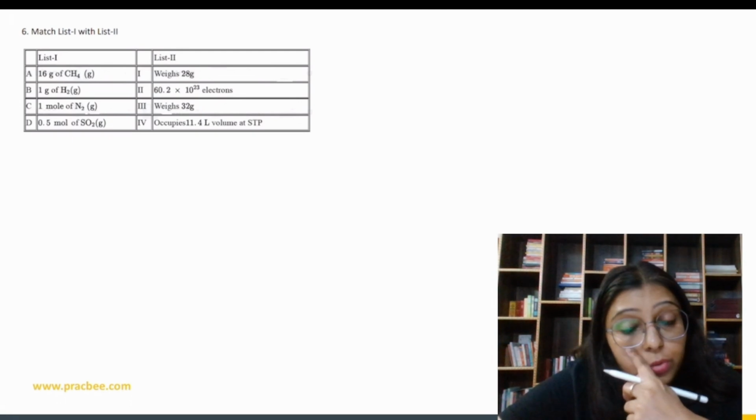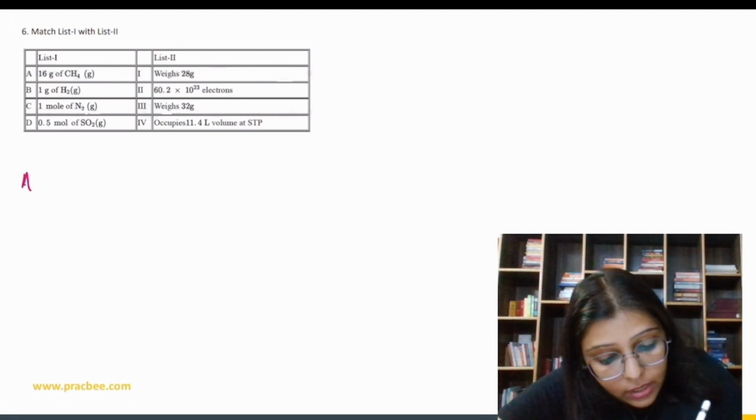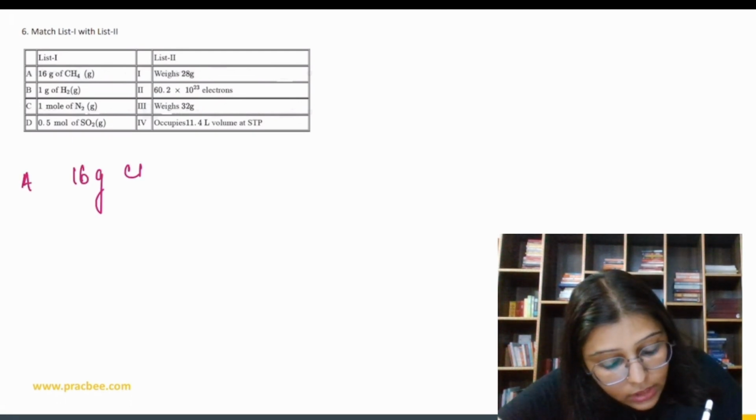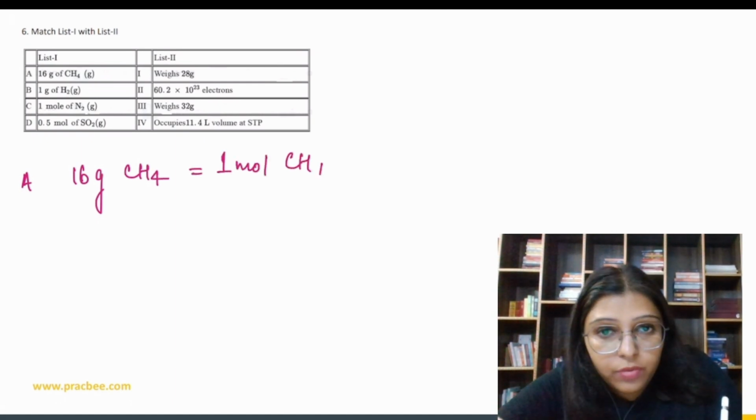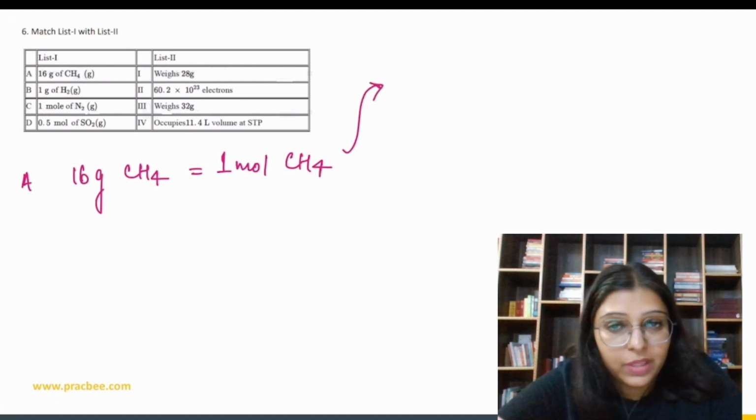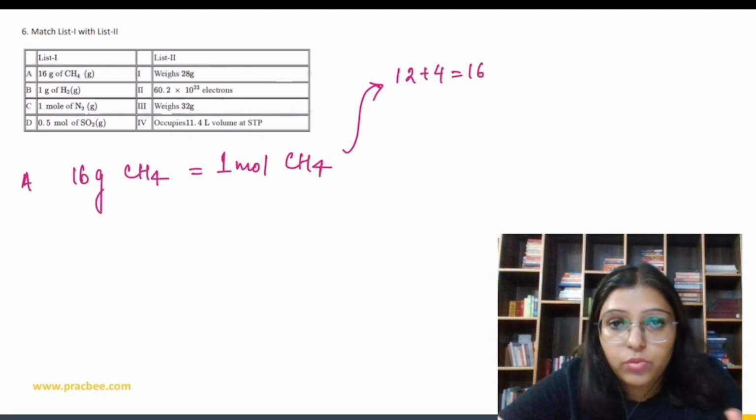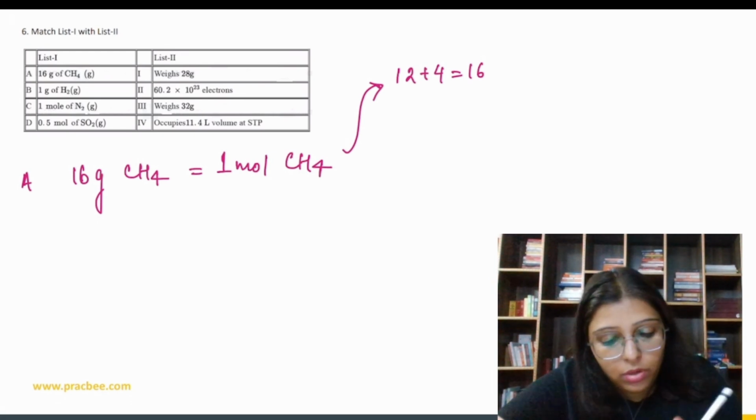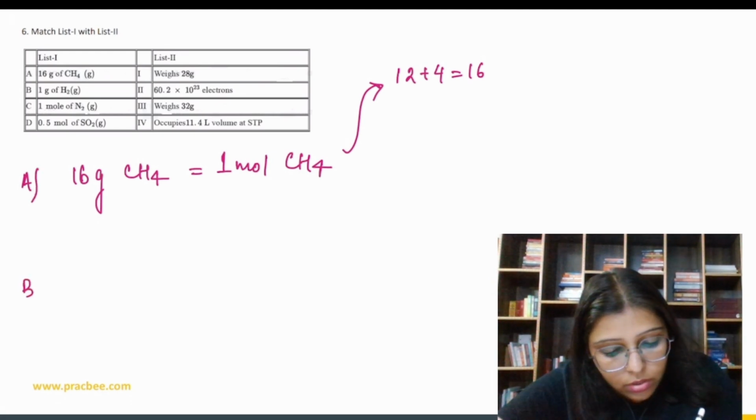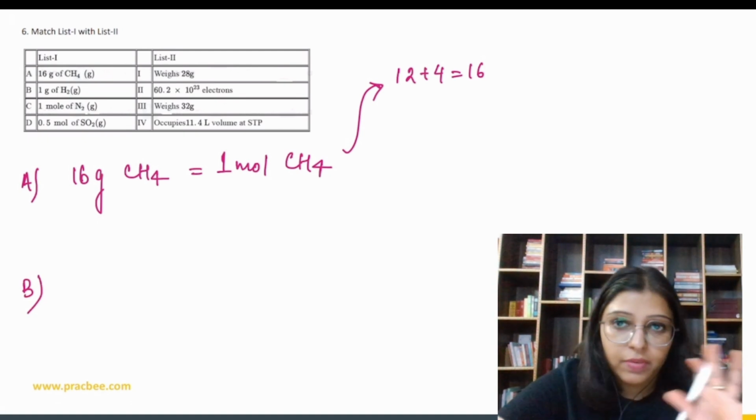Match. We have to do the matching. So see, A, 16 gram of methane. 16 gram of methane means 1 mole of methane. Why 1 mole of methane? Because obviously 1 mole of methane has mass 12 plus 4, which is equal to 16. So that is equal to 1. So in 1 mole, what is going to happen? How many electrons, and so on, we have to check. Right now, this is 1 mole. So let's do the next part, and then we will do the matching.